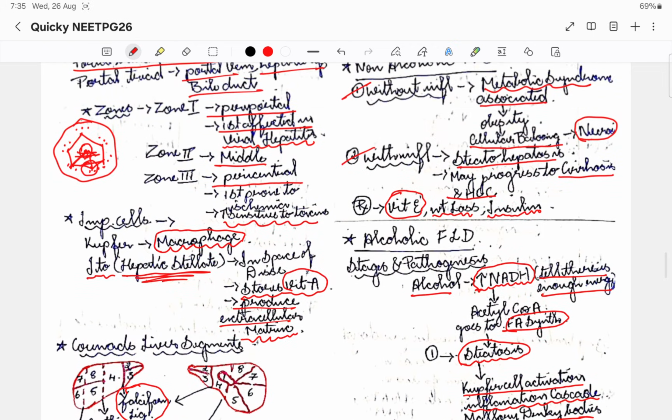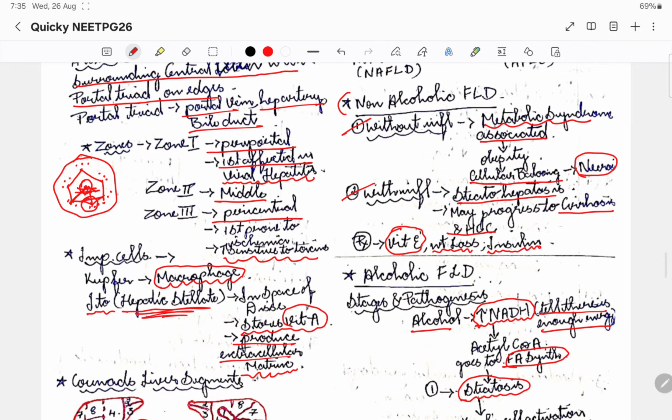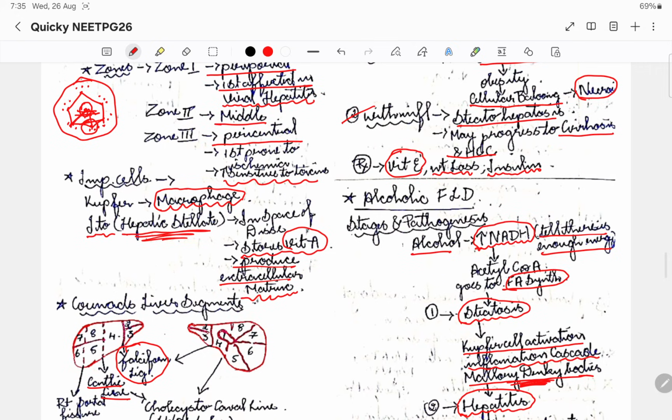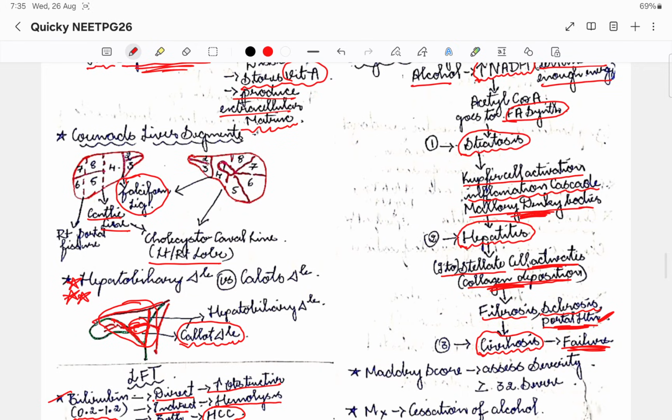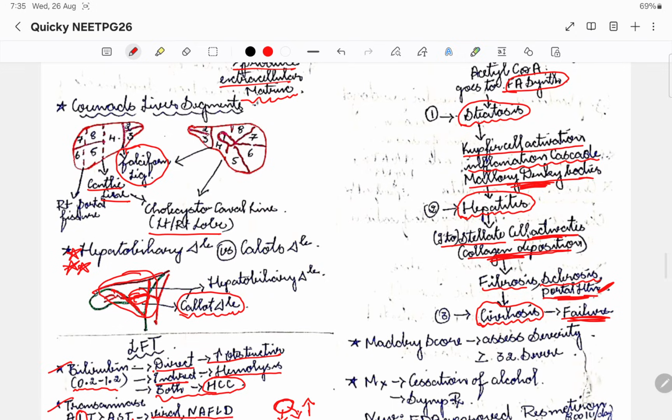The same thing applies to non-alcoholic fatty liver also. If there is obesity and non-alcoholic fatty liver, the same pathogenesis is followed. From stage 1, it was steatosis there and here also steatosis is there. If fatty acid is high, it will lead to oxidative stress and this cascade of reactions, finally leading to cirrhosis and failure. So alcohol consumption and obesity are no different; both are the same.